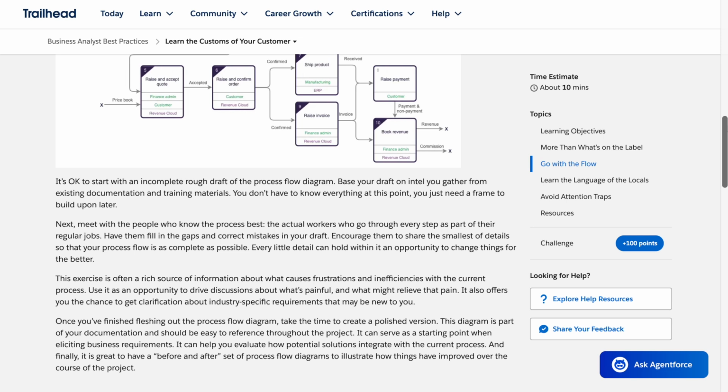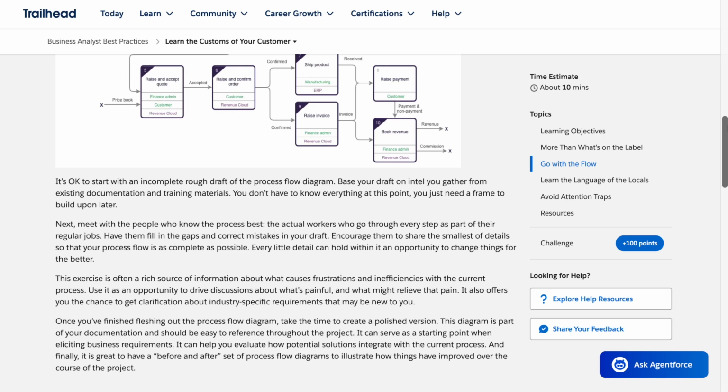Next, meet with the people who know the process best, the actual workers who go through every step as part of their regular jobs. Have them fill in the gaps and correct mistakes in your draft. Encourage them to share the smallest of details so that your process flow is as complete as possible. Every little detail can hold within it an opportunity to change things for the better.